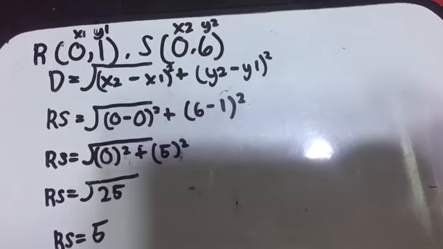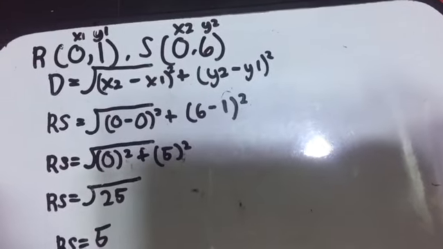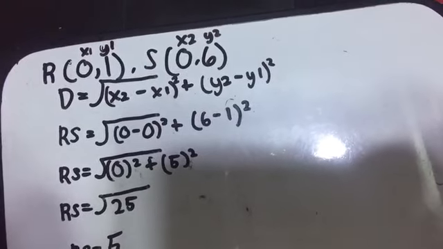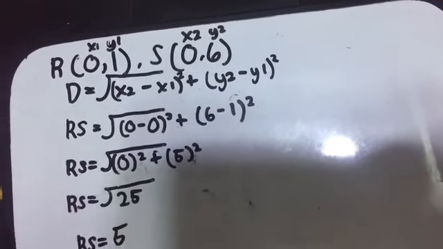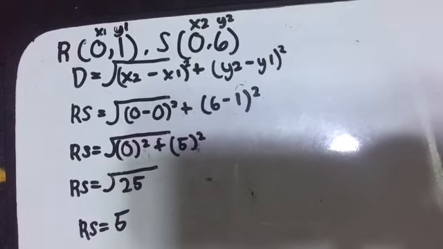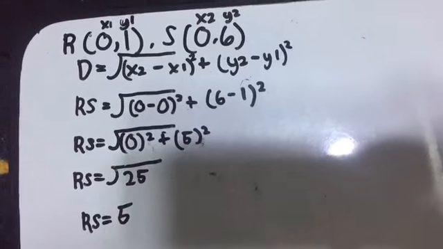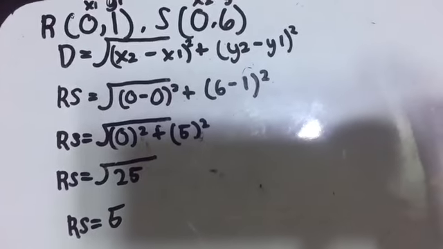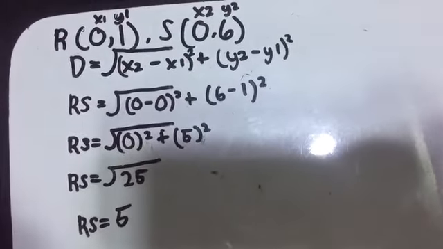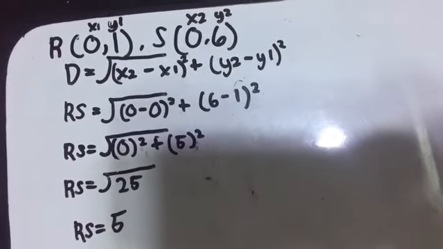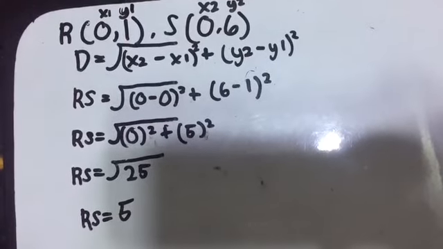Hey, I'm Brel. I'm going to talk about how to find the distance of 2 points. So first, we have here the given R(0,1) and S(0,6). And we're going to use the formula D equals the square root of (x2 minus x1) squared plus (y2 minus y1) squared. So here, we're going to rewrite it using our formula. So we have here (0 minus 0) squared plus (6 minus 1) squared.